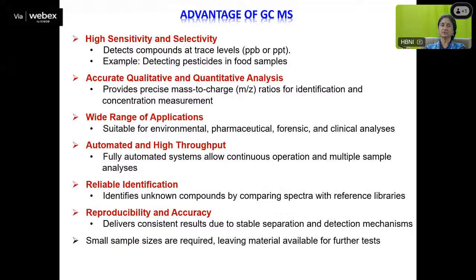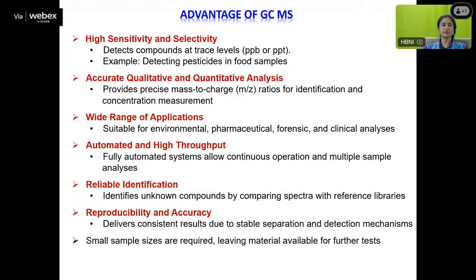So pesticides in your food samples can be analyzed very well, accurately, both qualitative and quantitative. If you just want to know what the various components present in the sample are, which is called qualitative, as well as if you want to quantify them, that also can be done here. So there is a wide range of applications, as you are seeing, suitable for environmental, pharmaceutical, forensic and clinical samples, automated and high throughput, reliable identification, and reproducibility and accuracy is very good.